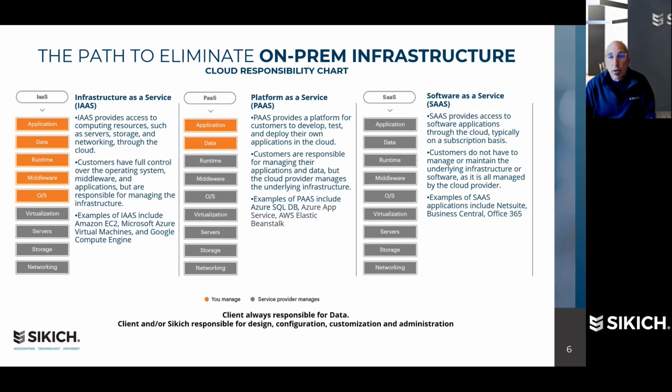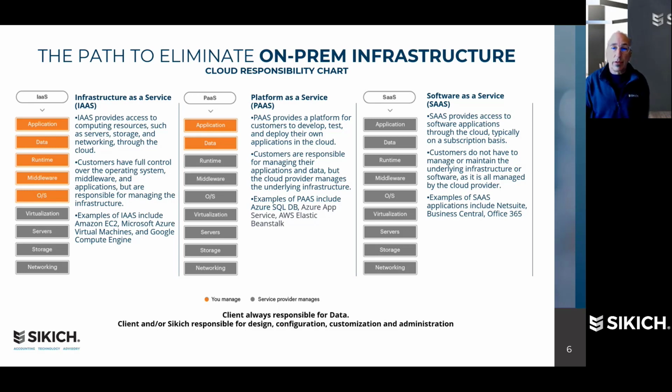Infrastructure as a service is where we are either building or moving virtual machines within the provider's infrastructure. So something like Azure Virtual Machines or Amazon EC2. Sikich is primarily aligned with Microsoft, so Azure is always going to be our preferred option, but we do have clients using other platforms. With infrastructure as a service, there's still an underlying operating system, either Microsoft or Linux, but the virtualization, server, storage, and networking is all managed by the provider.